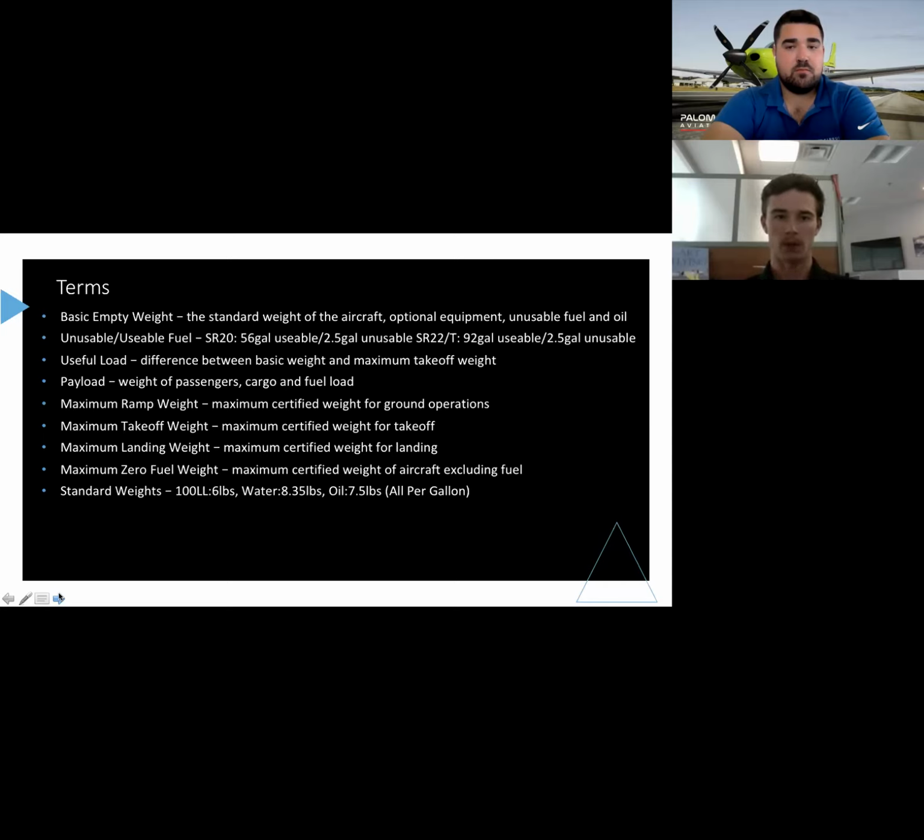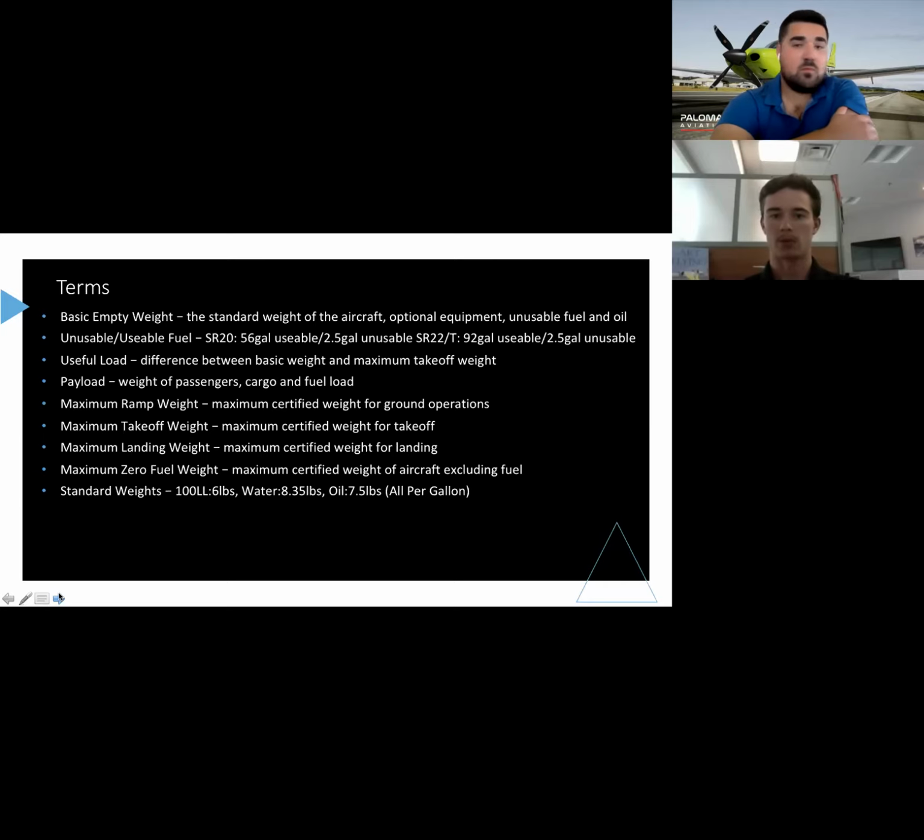Then we have useful load. That is the difference between basic weight and maximum takeoff weight. So that is the amount of weight that we can actually load the airplane with passengers, fuel, or cargo. Next, we have payload. So that is the combined weight of passengers, cargo, and fuel load. Next is the maximum ramp weight. It's the maximum certified weight for ground operations, whether that be taxi or run-up. Then we have the maximum takeoff weight.